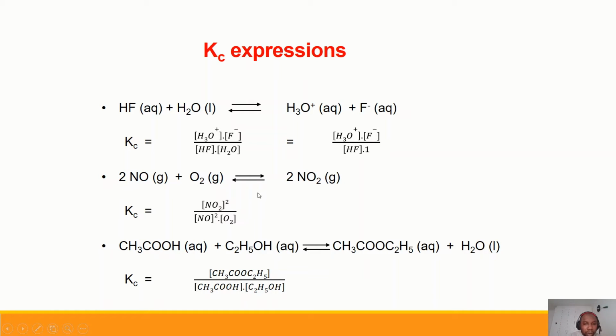So for this also, it's going to be the concentration of the product raised to power 2, yes. Then the concentration of NO raised to power 2, then the concentration of O2. So that's going to be the Kc. So the same thing we're going to do to this. Then for this, we're going to ignore water, like I said in the previous one.